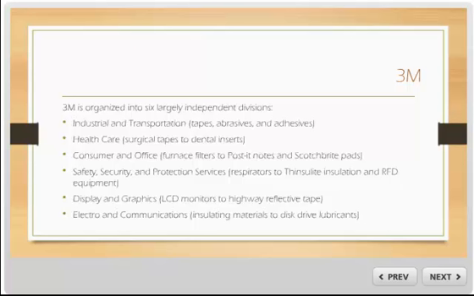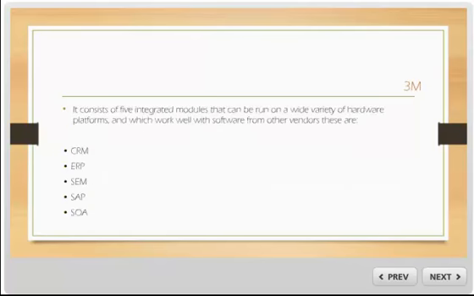1. Industrial and transportation. 2. Healthcare. 3. Consumer and office. 4. Safety, security and protection services. 5. Display and graphics. 6. Electro and communication. It consists of 5 integrated modules that can be run on a wide variety of other platforms: CRM, ERP, EM, AP, OA.